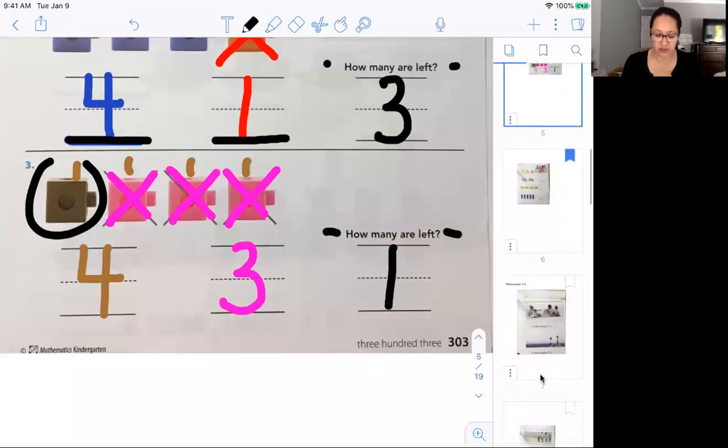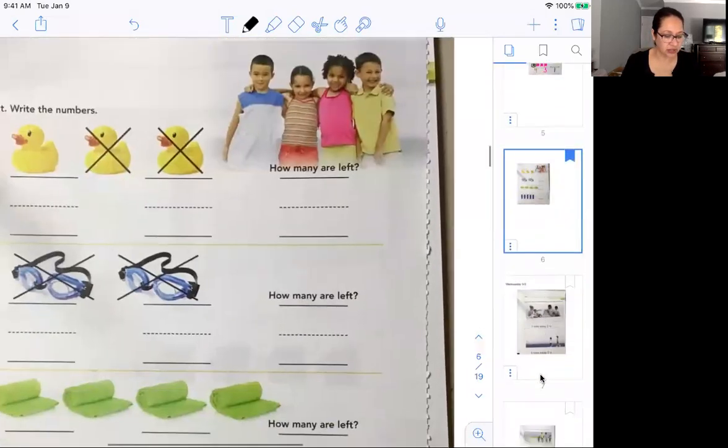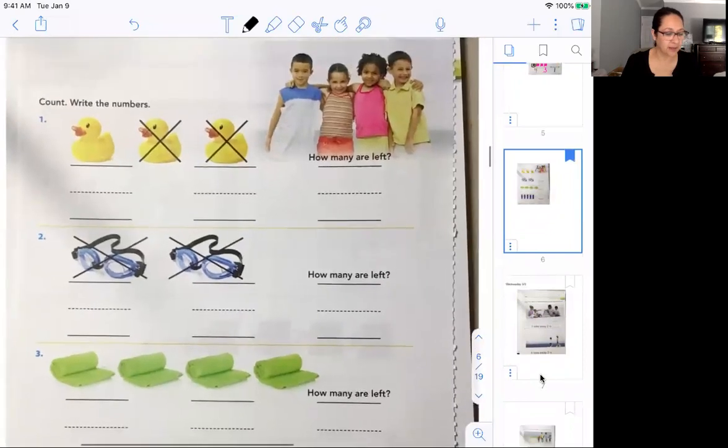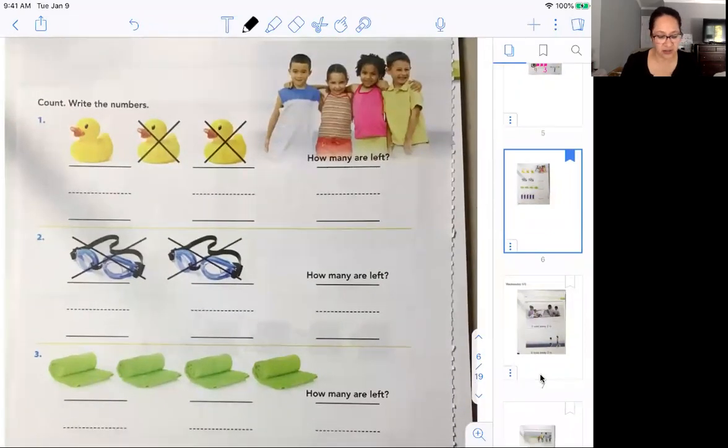Okay, now let's go flippity floppity and we're going to go to the other side. Oh, look at the friends there. Oh, I miss seeing all of you guys like that. Very soon, hopefully, okay? So it says, let's look at the directions. Remember, we have to make sure that we read new directions if you see them. It says count and write the numbers.